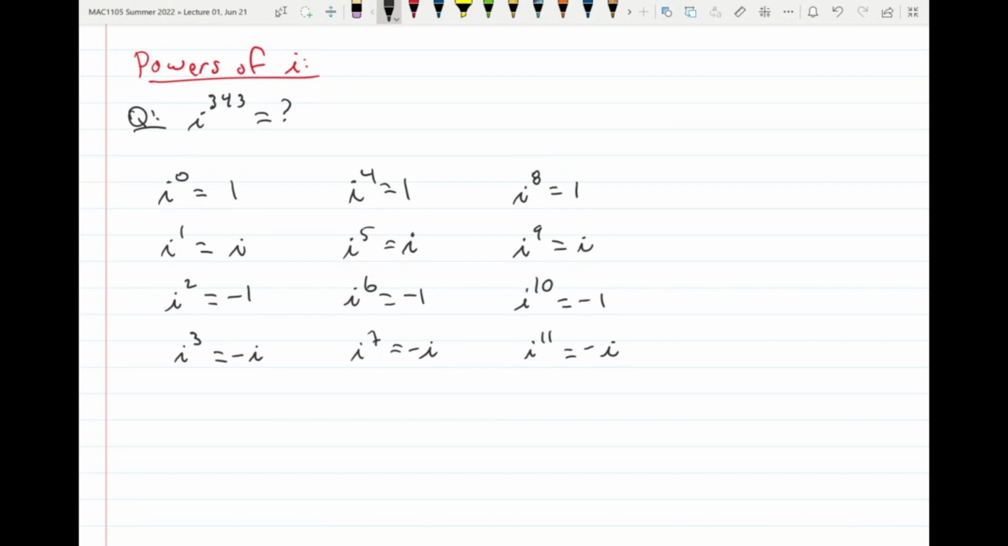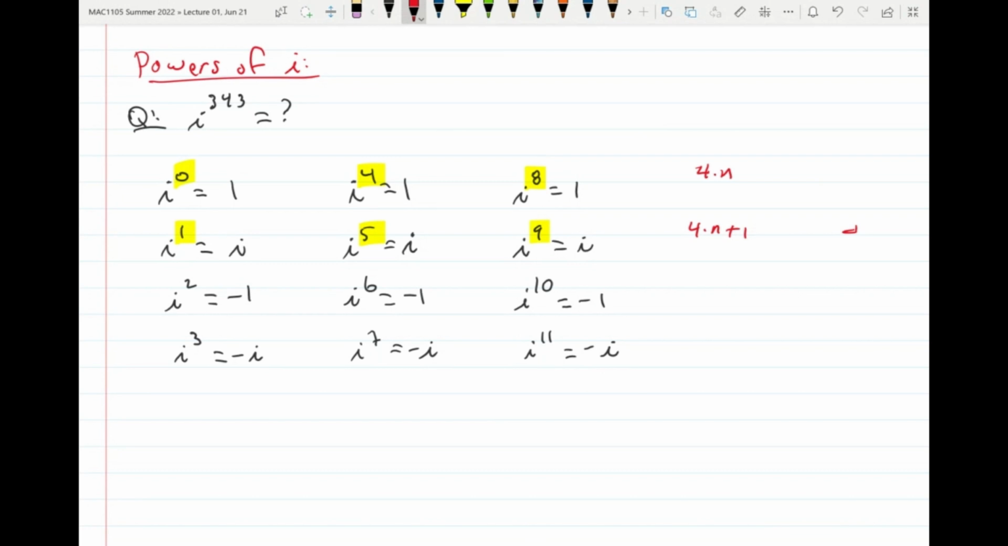In other words, the ones in the first row satisfy this general pattern: 4 times n, for some n, where n is an integer. They are multiples of 4. Now, in the second row, what pattern do they have? They have the form 4 times something plus 1. Does everybody see this?